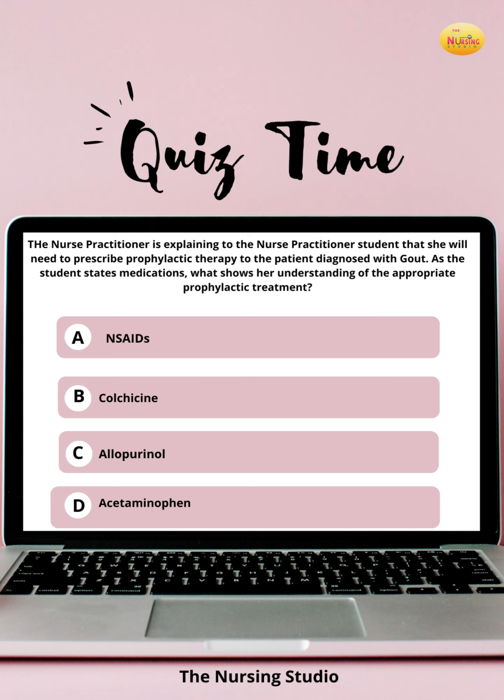All right, the question states, as the student states medications, what shows the understanding of the appropriate prophylactic treatment? So they were discussing prophylactic therapy for gout. So which medication is prophylactic therapy for gout? You need to know those medications. Is it NSAIDs? Nope. Is it colchicine? Nope. Because NSAIDs and colchicine are abortive therapy for gout, right? Meaning they are going to treat it, right? The acute therapy, that acute pain. So for acute symptoms, that acute therapy is your NSAIDs and colchicine.